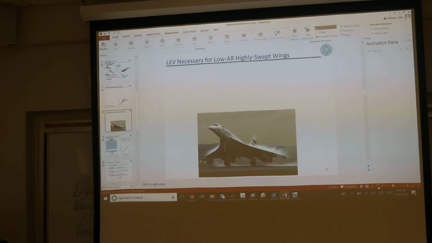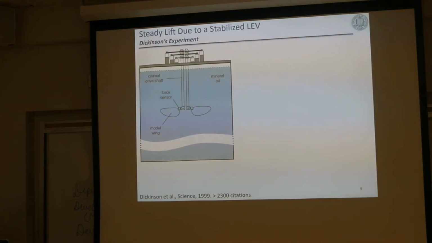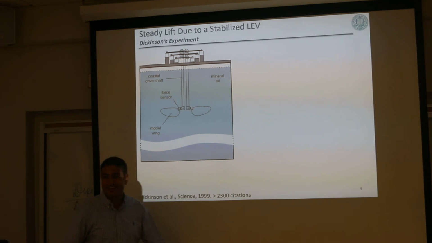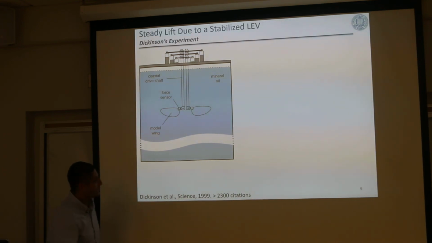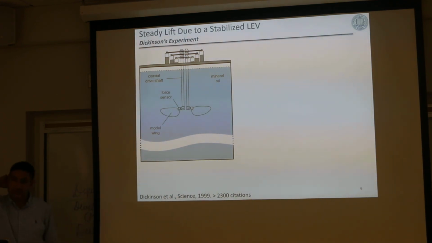Back to flapping flight, because it seems that we spent too much time outside of flapping, but anyway. Back to flapping flight. So insects, like the Concorde, exploit leading edge vortices. And back to flapping flight, Dickinson, in this Science paper from 1999, which has more than 300 citations actually, did a very simple experiment.